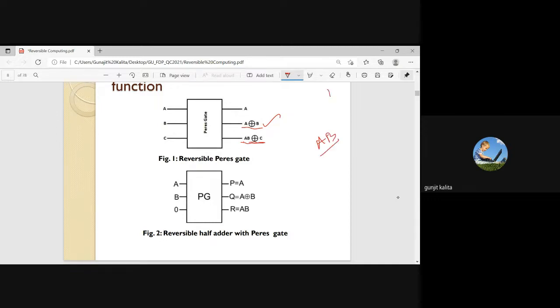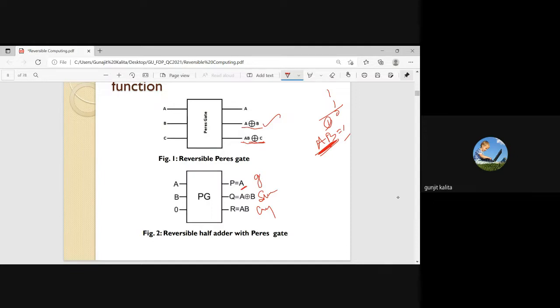Why? Because when you add 1 and 1, 0 is the sum and 1 will be the carry. So if you perform an AND operation between A and B, this will be high only in this situation. To do this, the C input must be initialized to 0. If you make it 0, your output line will be this. Now see, this is our sum, this is the carry, right? And this is directly coming, so it is not useful for this particular design. So we say this is garbage.